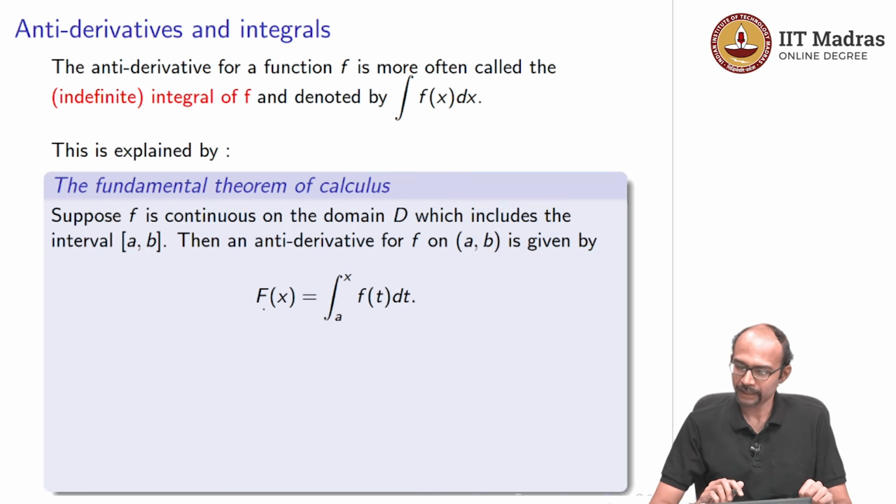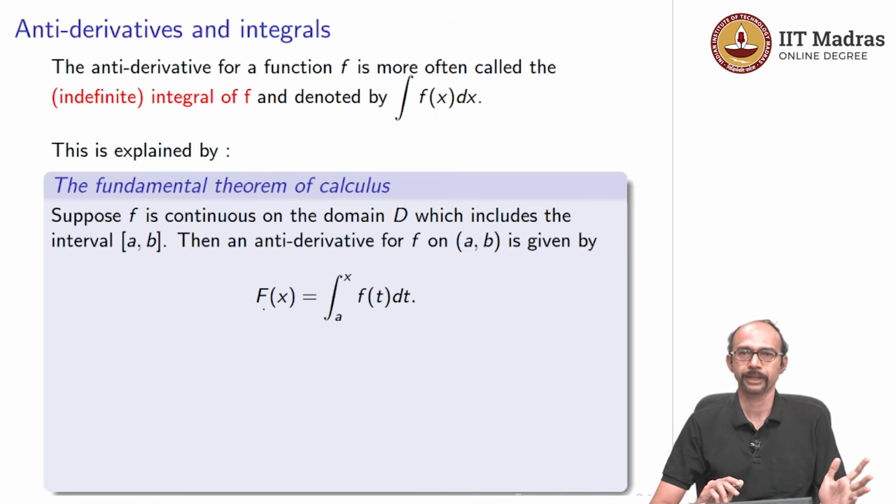Okay. So, let us understand what this is saying. Suppose f is continuous on the domain D, which includes the interval a comma b. The first thing it is saying is that the antiderivative exists, or the integral exists, and the integral is in fact given by considering the definite integral from a to x of f of t dt.